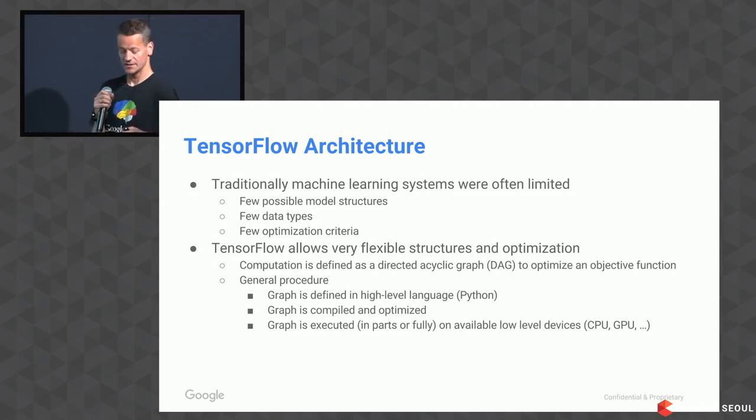So what is important, and this is what took many of us a while to understand, is the computation model. The graph is defined in a higher level language like Python. And then the graph that describes the computation is compiled and optimized. Some nodes are merged and some edges are removed and so on. And then the graph is executed in parts or fully on all the available low-level devices. And that could be CPU or GPU or many machines, or it could be phones or something like that.